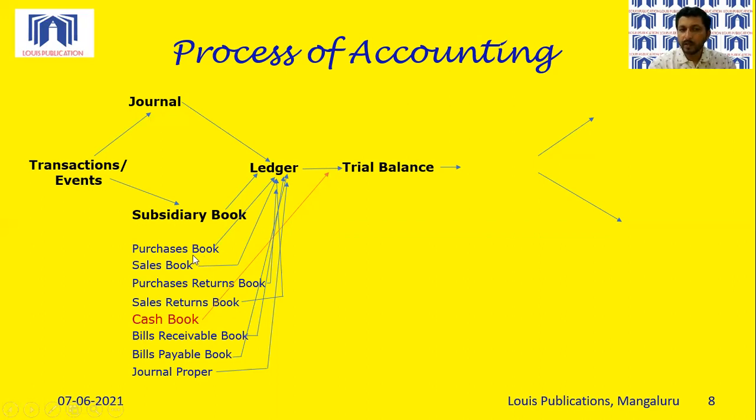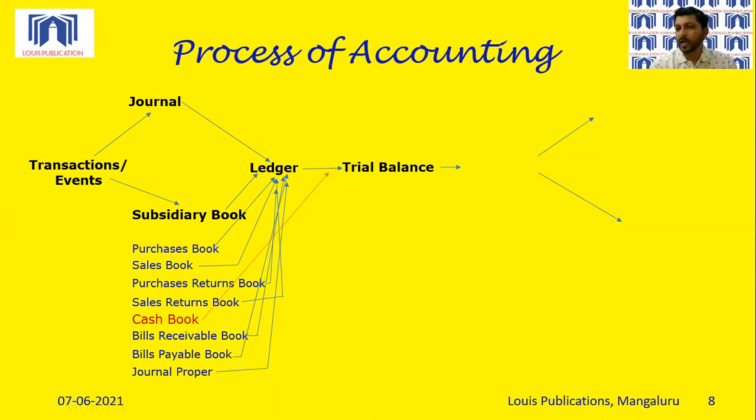So understand, purchases book, sales book, returns book, sales returns book, bills receivable, bills payable book, journal proper. All these books are different from the accounts, but cash book and cash account are one and the same. That's why the cash book doesn't go to the ledger. It goes to the trial balance.